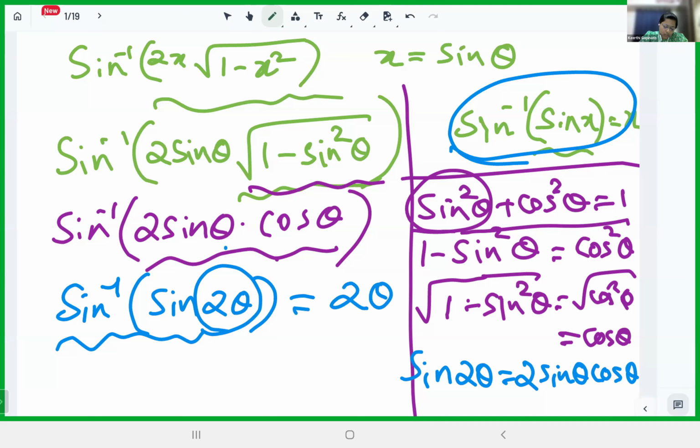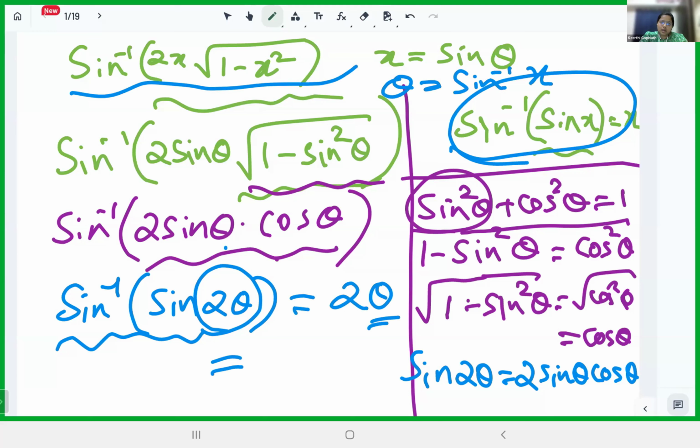But you should not stop here, because the question was in terms of x. So you have to convert this theta into a function of x. We have put x is equal to sine theta, so theta is sine inverse x. Here you have to substitute the value of theta. That is nothing but 2 sine inverse x.